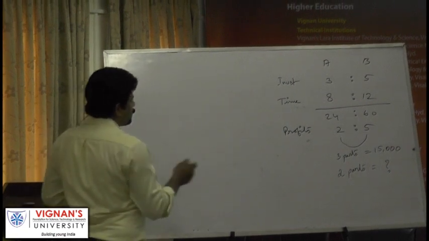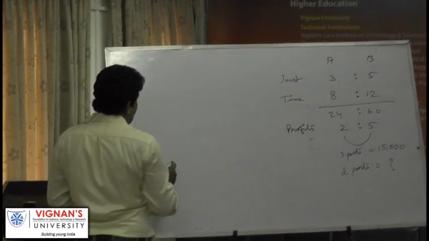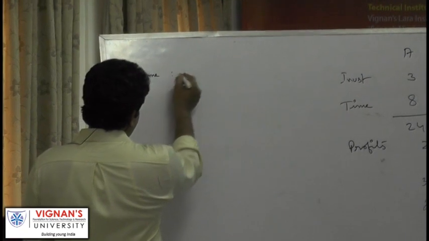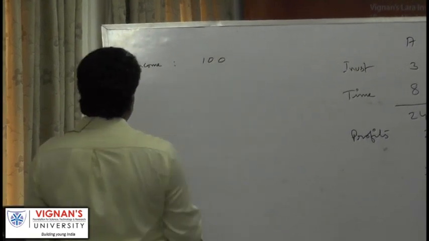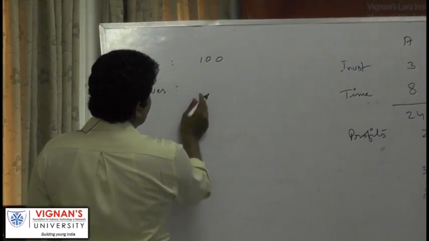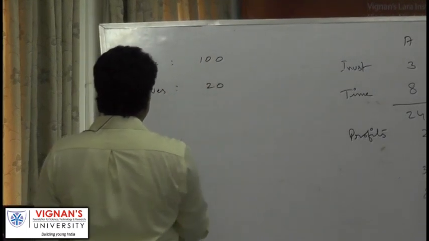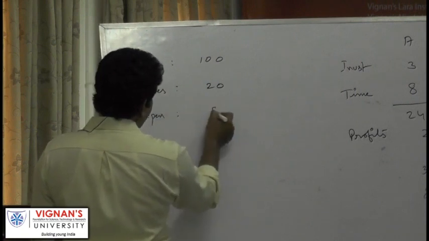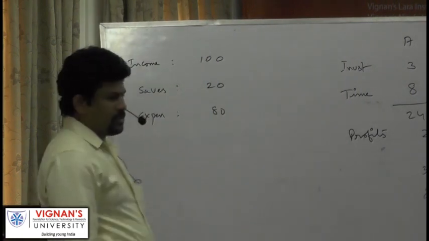A person saves 20% of his income. Suppose his income is 100 rupees. What percent does he save? Saves 20%. It means 20. So what is his expenditure? 80. Now this is about this year.